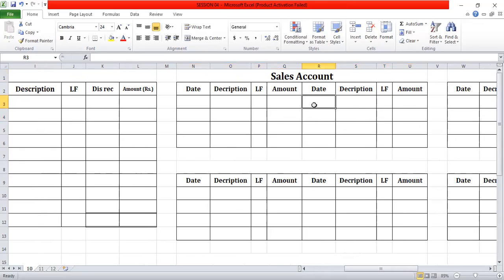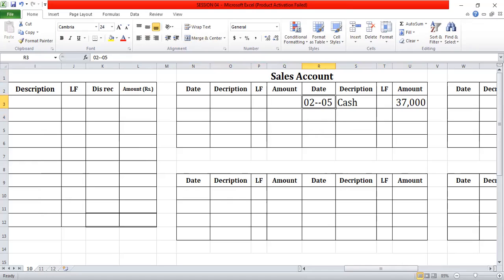Now the cash book is debited. The sales should be credited. 2nd of May, description cash. Amount is 37,000. If I ask a question, why is the sales account credited?